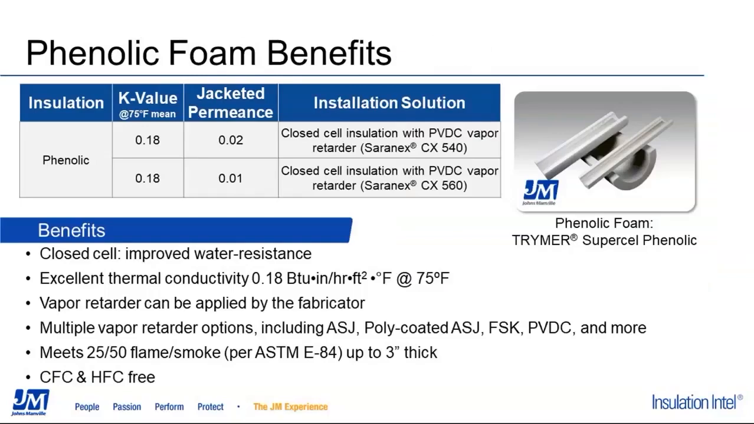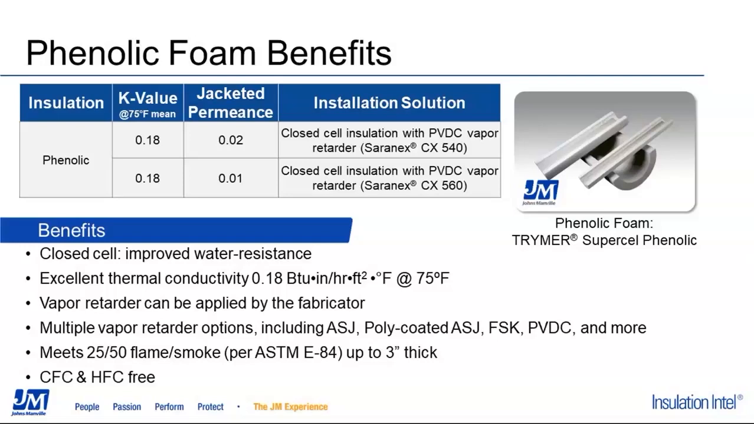Now let's talk about phenolic foam and its benefits. This is the last of the insulation materials that we'll be discussing. This is not a very common material, and the name of the phenolic foam material that JM sells is Trimer Supercell Phenolic. Like the Trimer 2550 PIR, this product was also recently acquired by JM in the December 2019 acquisition of ITW Insulation Systems. Phenolic pipe insulation has the lowest, and that is the best, insulating ability of any of the materials we'll discuss.